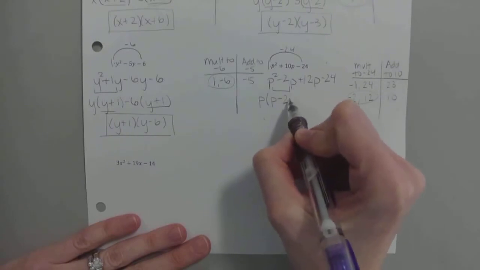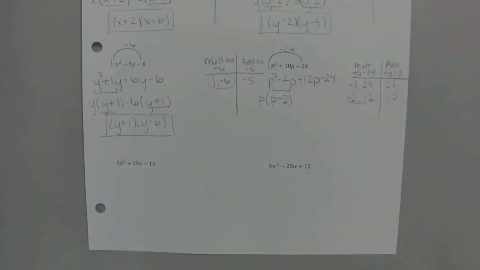All right, what can we take out of the first two terms? A p. When I take that p out, p squared goes down to p, and negative 2p just goes to a negative 2. Is that all right? So looking at the back 2, what do you want to take out of the back 2 so that you have a p minus 2 left?